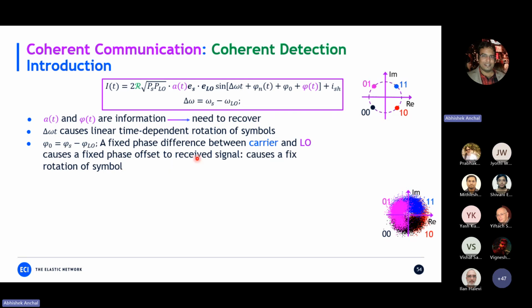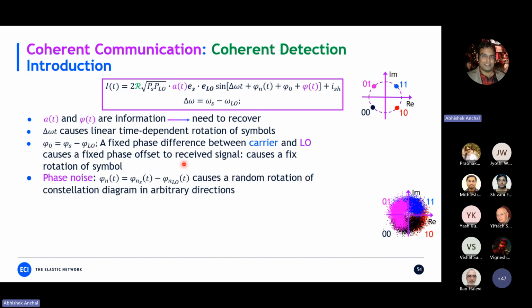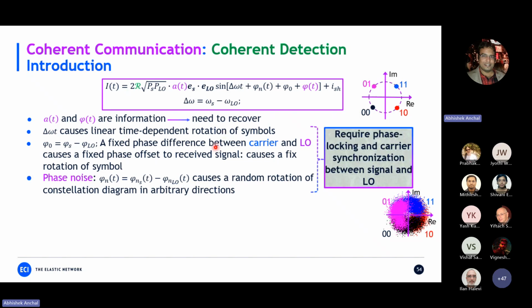Then another thing we add is the fixed phase difference between the carrier, which is our channel, and the local oscillator. Again, it also causes some fixed rotation. Another term we add is the noise term, the phase noise of the carrier itself from the transmitter and the local oscillator, which also causes random time rotation of the symbols in the constellation diagram. So all these three terms we add cause the phase error. We can put them together as a phase error, and we need to remove this phase error.